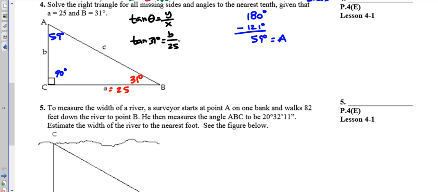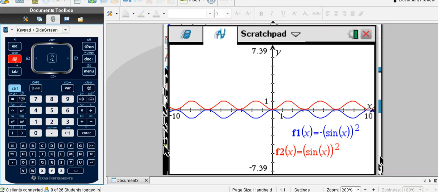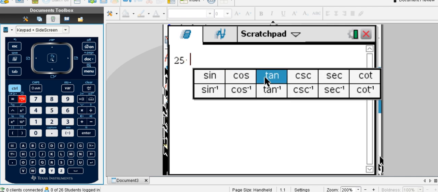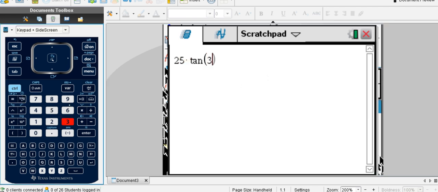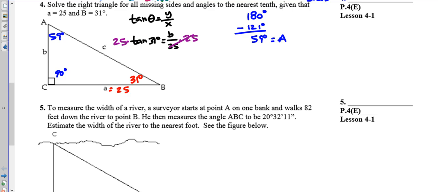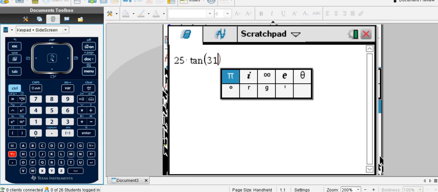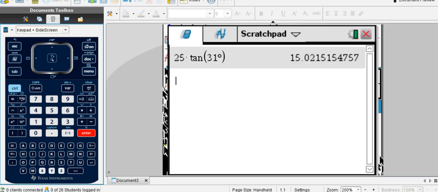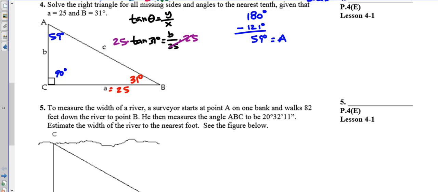My one step is to multiply by 25. We're going to type this in the calculator and see what we come up with. So 25 times tangent of 39 degrees, was it? Let me go back. 31 degrees. Don't forget to hit the degree symbol. Should give me my value of 15.02. So B is 15.02.